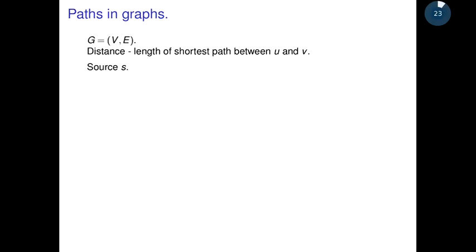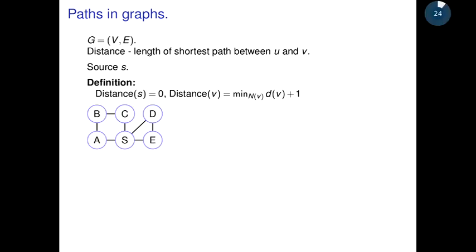Okay, so we're going to do paths and graphs. We have a graph G, and the distance between a pair of nodes is the length of the shortest path between U and V. We know what a path is between U and V; we're just trying to pick a shortest one. In particular, we're going to think about this as there's a source, and we want to find the distance to everybody else.